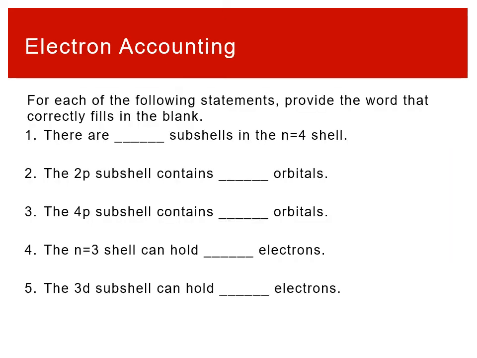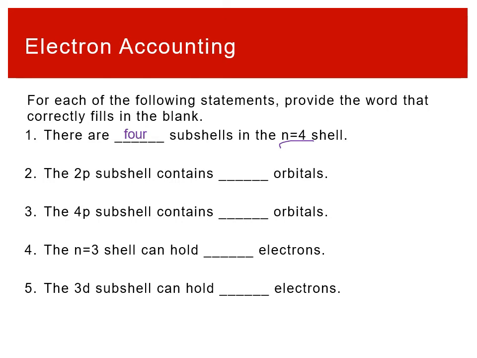All right, so for each of the following statements, we want to look at how we would correctly fill in the blanks. There are blank subshells in the n=4 shell. If we want to go from shells to subshells, it's just a matter of what is the value of n. In this case, n equals 4, so there are 4 subshells. We would call those 4 subshells 4s, 4p, 4d, and 4f, but in this case, we just want to know how many we have. It's 4.